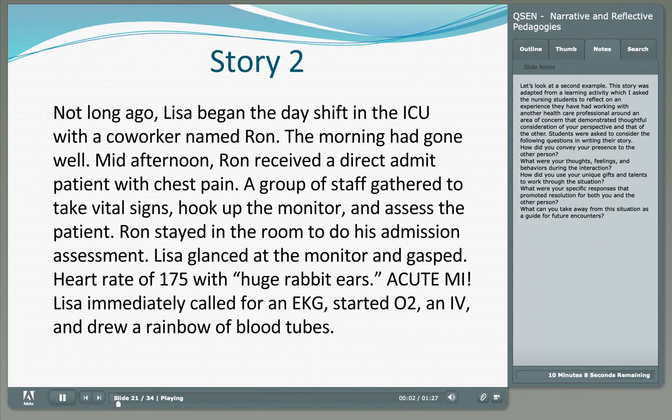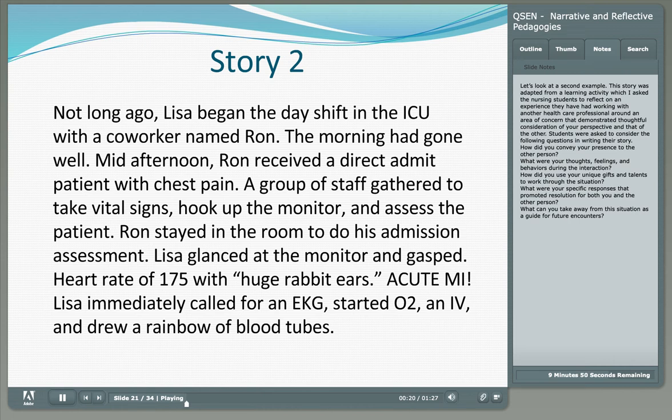Let's look at a second example. This story was adapted from a learning activity, which I asked the nursing students to reflect on an experience they had had with another healthcare professional around an area of concern that demonstrated thoughtful consideration of their perspective as well as that of the other.